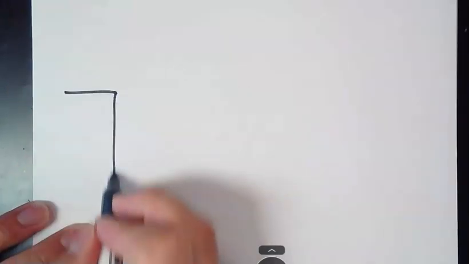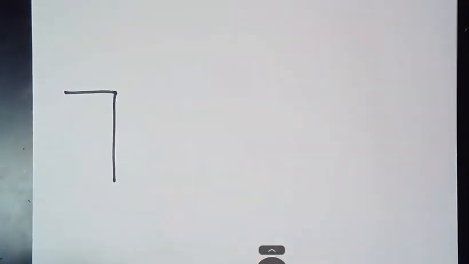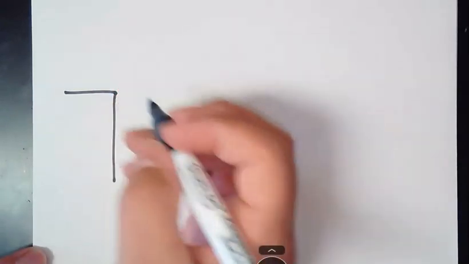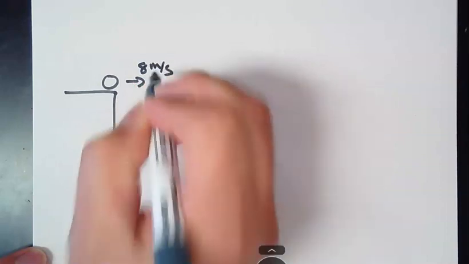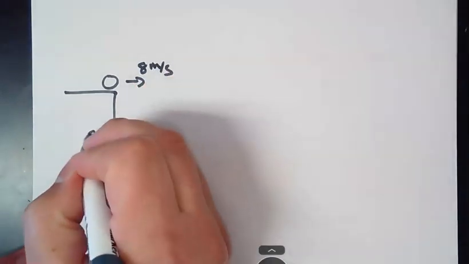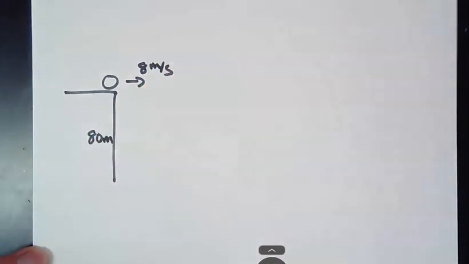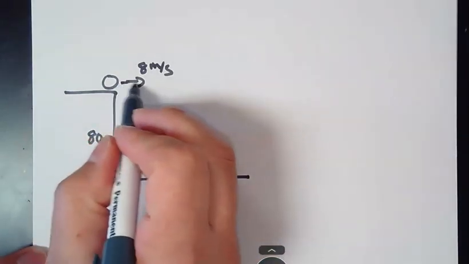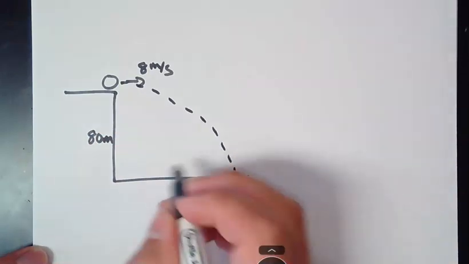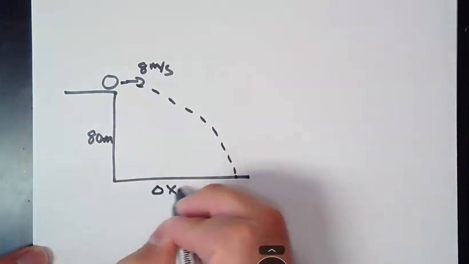I always suggest drawing a picture when we're doing things, and in this case we have a ball being kicked horizontally at 8 meters per second off an 80-meter high cliff. And they want to know how far from the base of the cliff it will be when it strikes the ground. So this thing's going to go off like this, and we want to know what our delta x is.